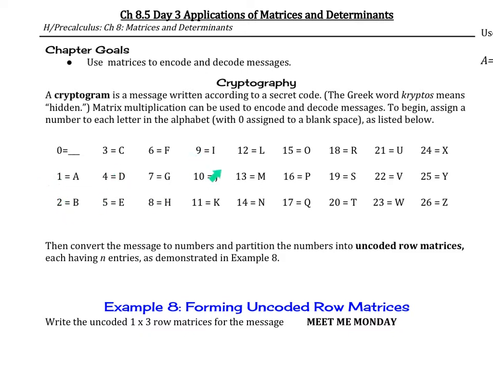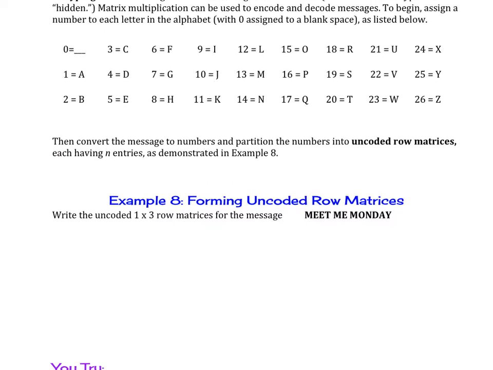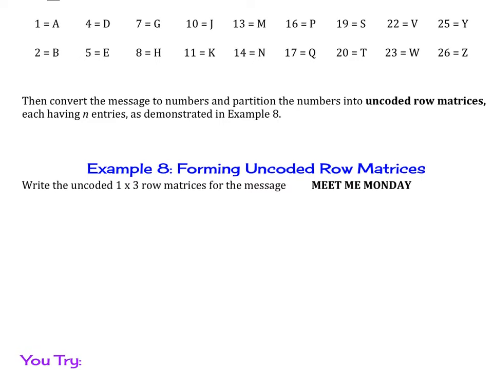Notice it just goes in order here. A is 1, B is 2, C is 3, and so forth. Then convert the message to numbers and partition the numbers into uncoded row matrices, each having n entries. We'll see that here. Example 8: write the encoded 1x3 row matrices for the message, meet me Monday.